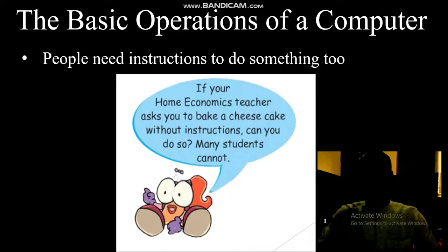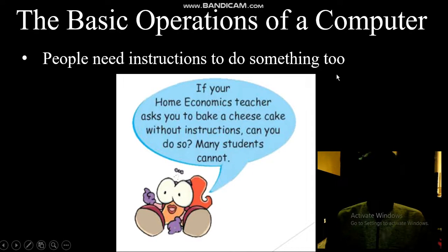For example, I have an example that I give here. Your home economics teacher or your home economics lecturer gives you a task to make a cake without instruction, and you are new, you don't have any single idea of how to make that cake. Definitely you will make a wrong cake because you don't have any idea, and you would not know where to start and how to start doing it. So definitely people need instruction to do something as well, the same as a computer needs instruction to do things.